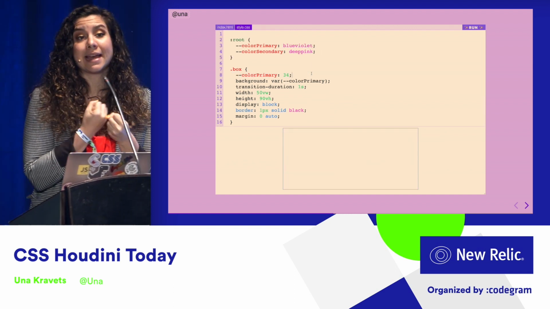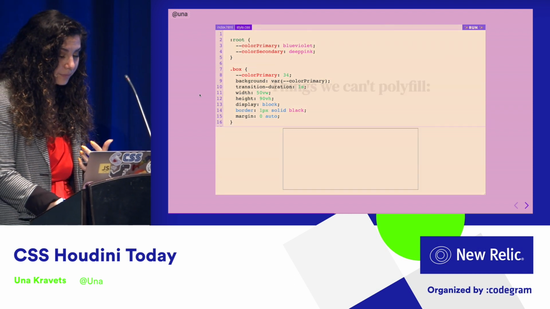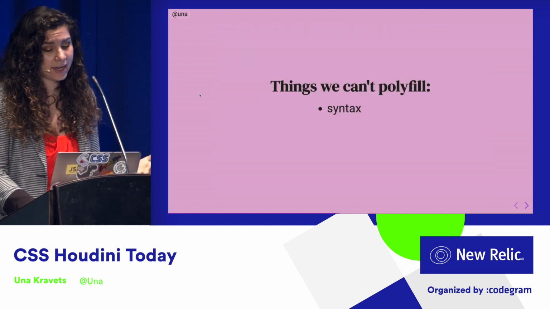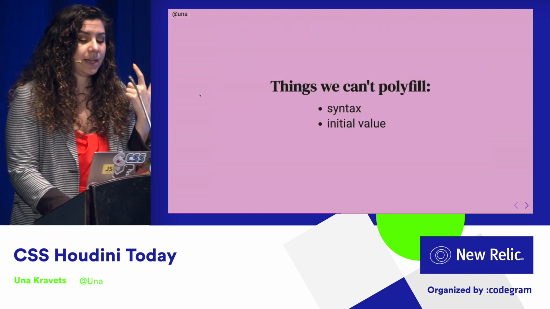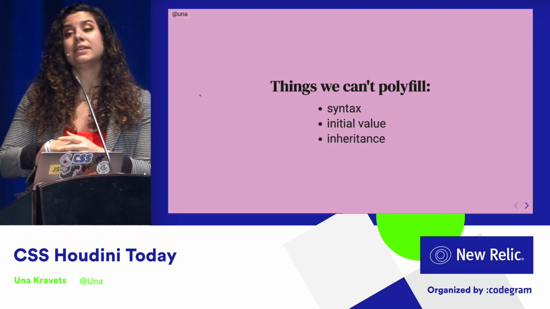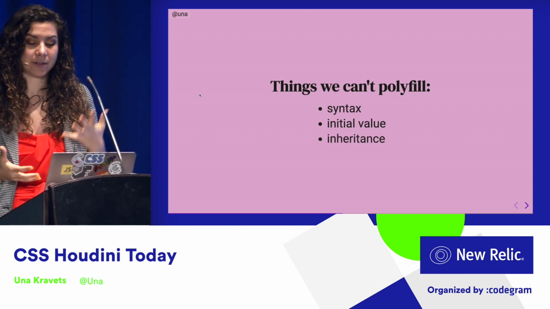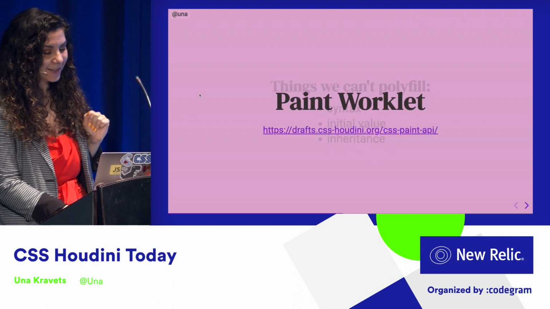So that just showcases the power of Houdini. So things that we can't polyfill today are syntax, initial value, that fallback value, and inheritance, specifying if it inherits from its parent or not. But I'm excited for that new syntax.